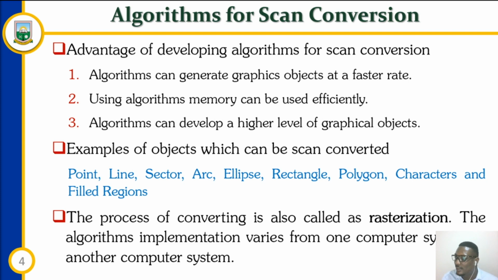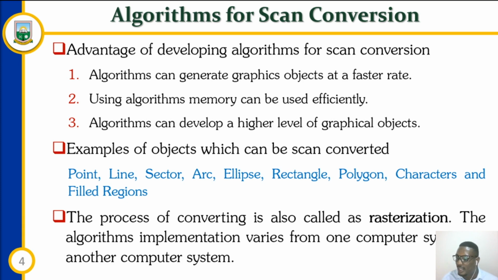The second reason why we need an algorithm for scan conversion is that most of the algorithms being used allow memory to be used efficiently in coming out with scan conversion. The other one is centered on the fact that algorithms can develop high level graphical objects. So when you use an algorithm, you have the chance of getting very high level graphical objects created.